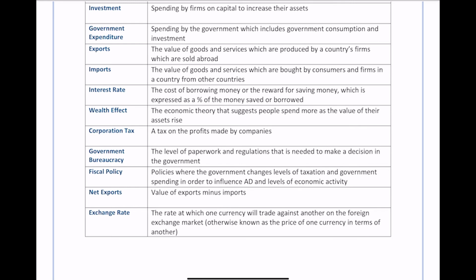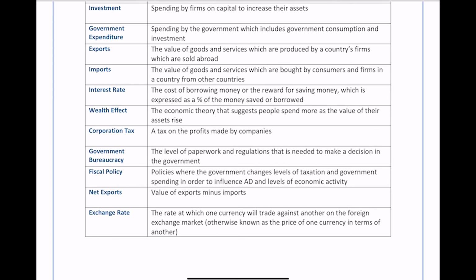And then we've got something called fiscal policy. Fiscal policy is the idea that these are policies where the government will change the levels of taxation and government spending in order to influence AD and levels of economic activity. So if you think of the word fiscal, just think of the words taxation and government spending. That's basically what fiscal policy means. How do we change taxes and government spending in order to influence aggregate demand?